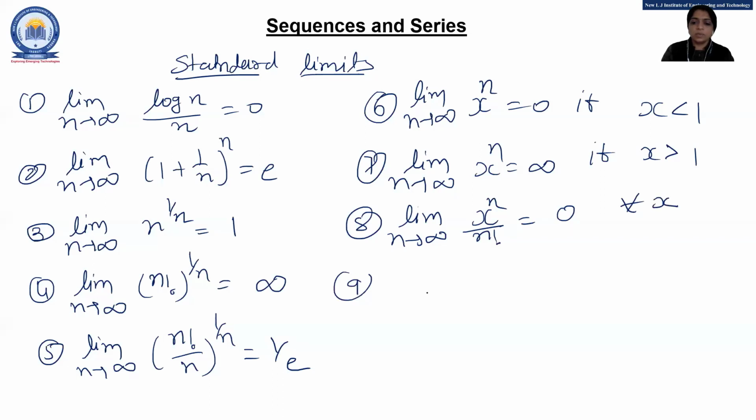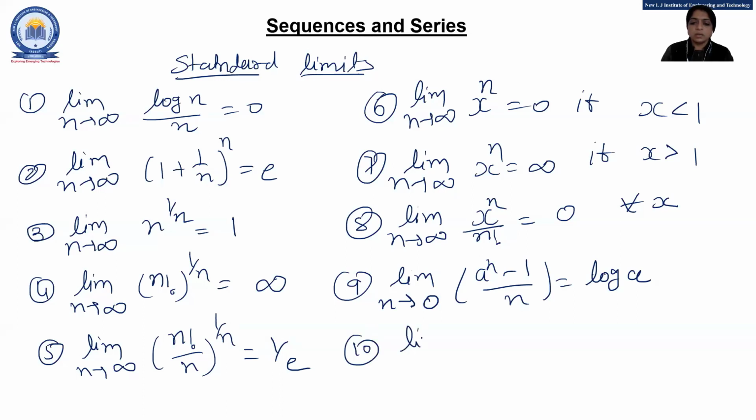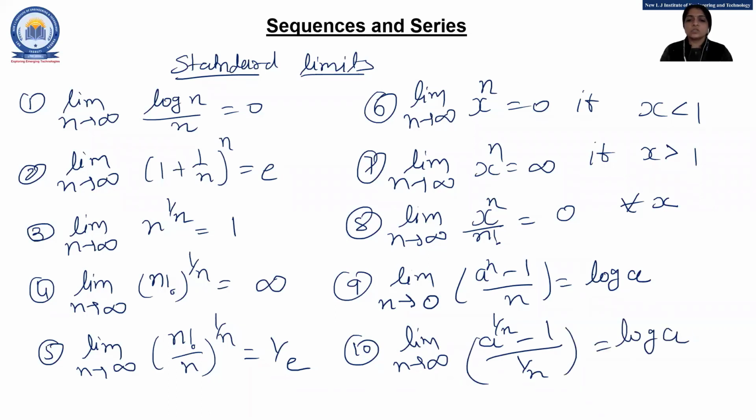9th, limit n tends to 0, a raised to n minus 1 upon n equal to log a. And similarly, the last, limit n tends to infinity, a raised to 1 by n minus 1 upon 1 by n. This is also log a. So students, please take a screenshot of these standard limits. These standard limits will help you in the solution of the examples for the next topic. Okay. Now let's start the example.